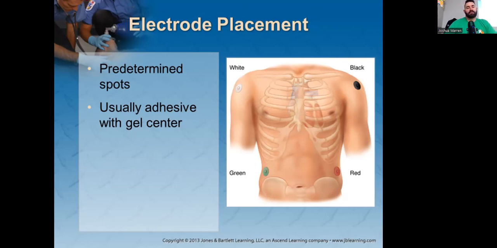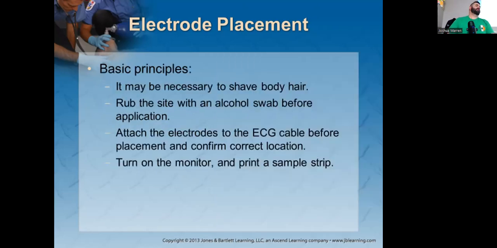So we have predetermined spots, usually using an adhesive with a gel center. These things are stickies. They stick really well sometimes. Why won't they stick? Like if the area is hairy. What do you mean hairy? What's that mean? So if somebody is hairy or sweaty, it'll be a hard time to stick. So it may be necessary to give them a shave. It may be necessary to shave them.